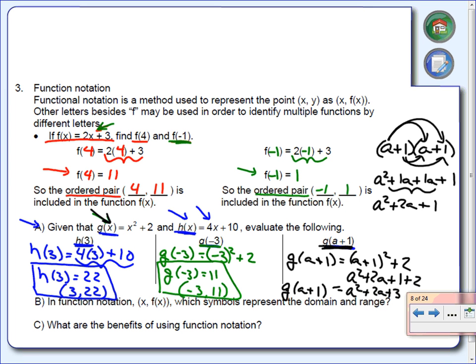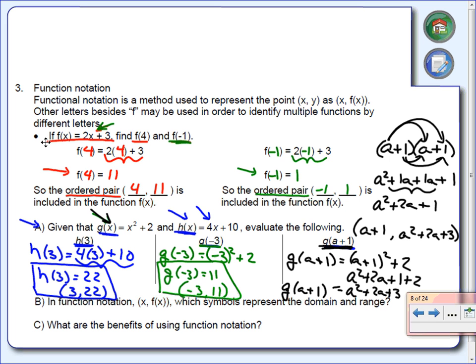Oh, by the way, can I write that as an ordered pair? Yes, you can. What's this ordered pair going to look like? Well, first of all, what did we plug in? What was the x value? A plus 1. So that's going to be the first thing. The second thing, our y value, is the answer. What answer did we get? We got a squared plus 2a plus 3. So that's what the ordered pair would look like. A lot different from the other two, right? Hopefully we don't come across too many of those. But if we do, now you know what you need to do to solve.